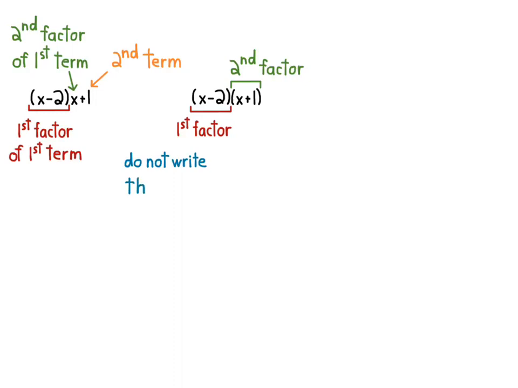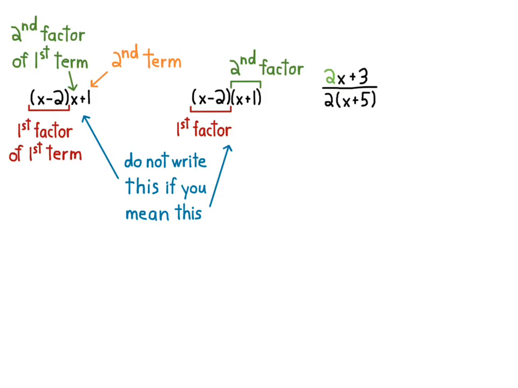Okay, do not write this expression that I have on the left if you mean this expression that I have on the right. In other words, do not leave out parentheses if you mean that the thing should have parentheses. These are two completely different things, so you don't write one like you would write the other, because that just leads to confusion. And it's just wrong.